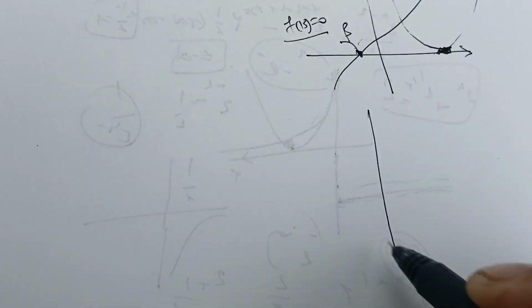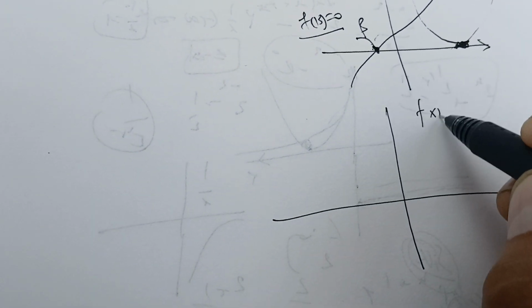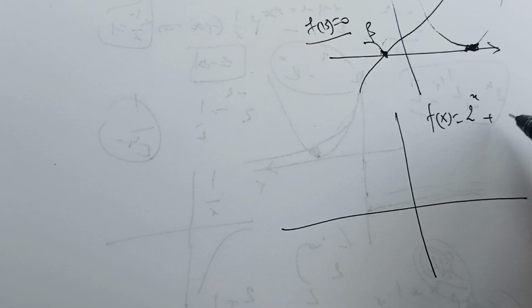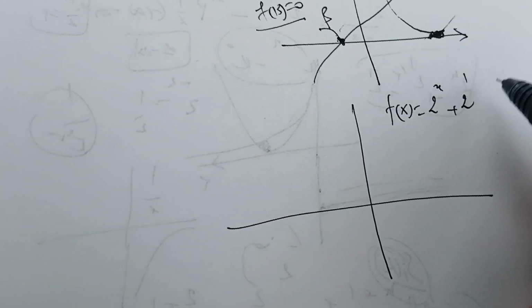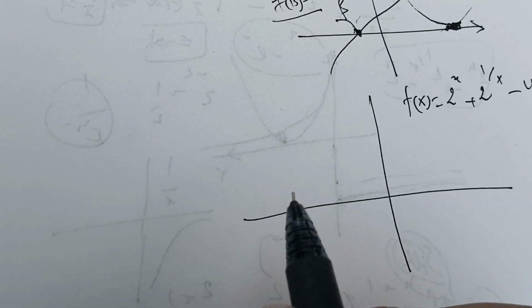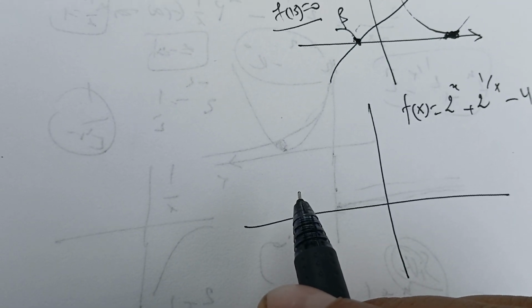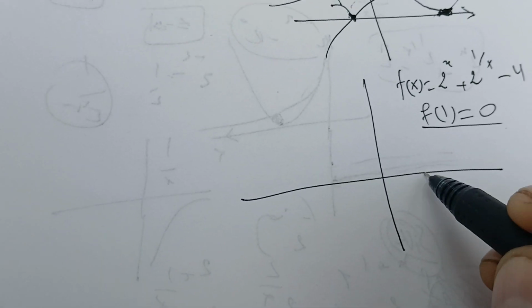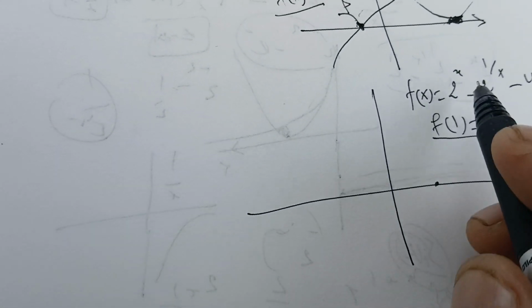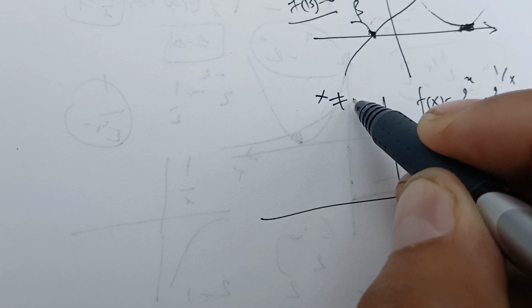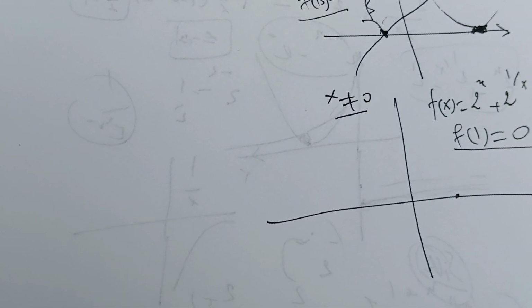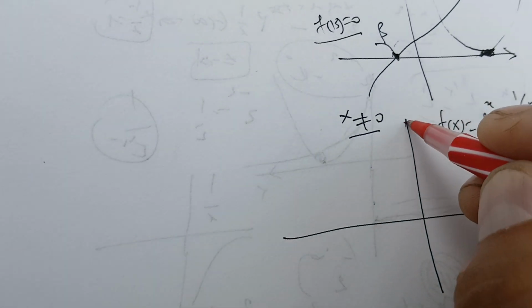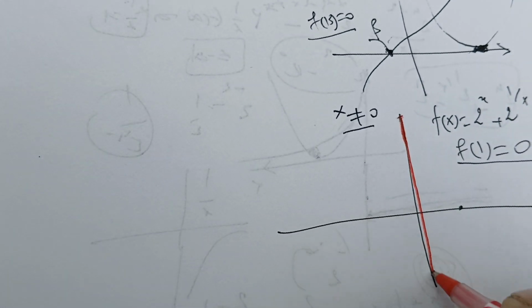So first, this function, let's call it f of x, 2 to the power x plus 2 to the power 1 over x minus 4. So we said f of 1 equals 0. So this is 1 here. This function is defined for all the x's different from 0. So let's draw this one in red.